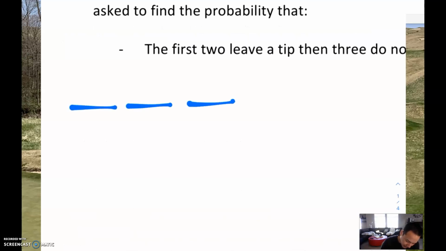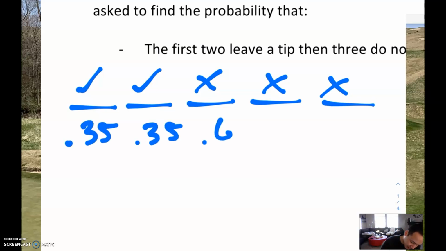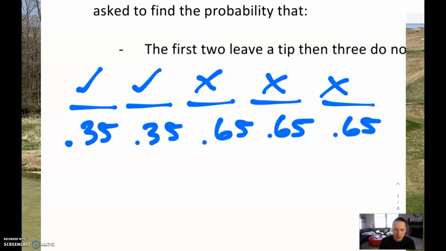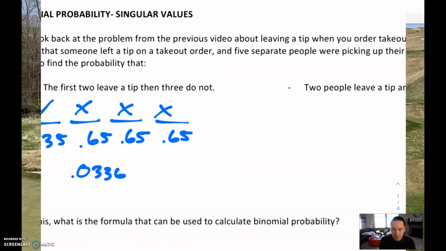We had 5 slots, and we had the first 2 leaving a tip and the last 3 do not. And to calculate that, we just took 35% times 35% times 65%, 65%, 65%. We multiplied them all together, and we got 0.0336, I believe. So about a 3% chance of that sequence of events happening. And that's just independent events happening, and you just multiply them. That one was simple enough, but then we moved to one that was a little bit more difficult.